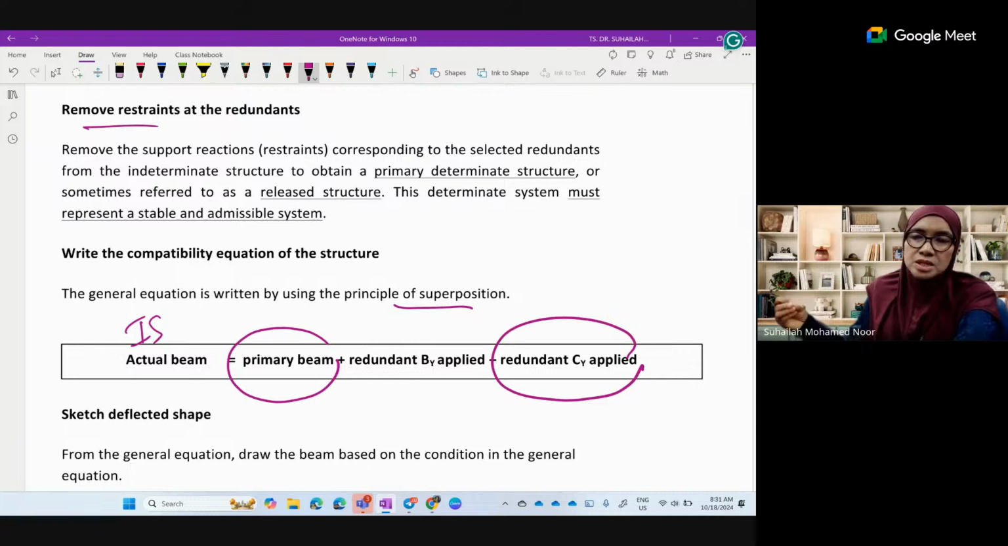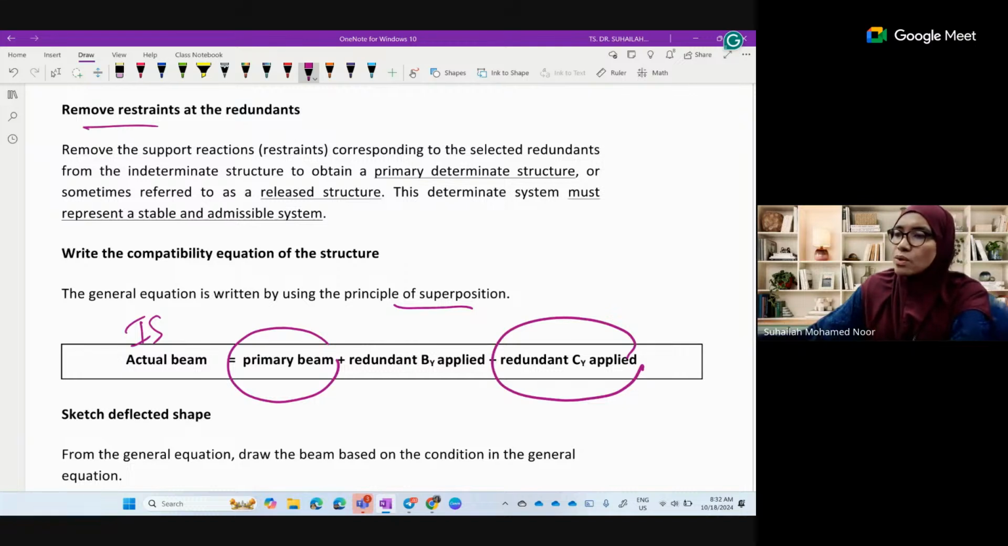Redundant BY applied, redundant CY applied, because BY and CY in the system later on, in the redundant system, we will put as an applied load and applied force. We do not put the roller into the system. Okay, but we assume that BY is an applied load. We assume that BY is applied into the system, CY is applied into the system. So that is why kita letak situ BY applied, CY applied. So tiga-tiga ni, all these three, primary beam, redundant BY applied, redundant CY applied.